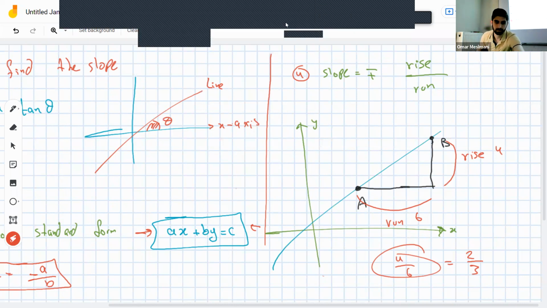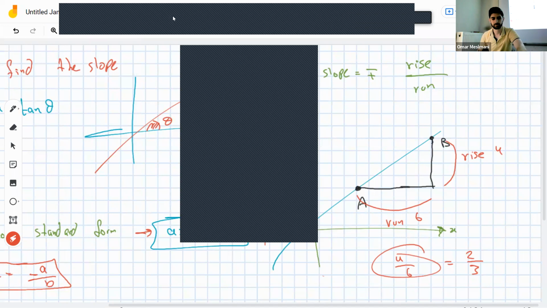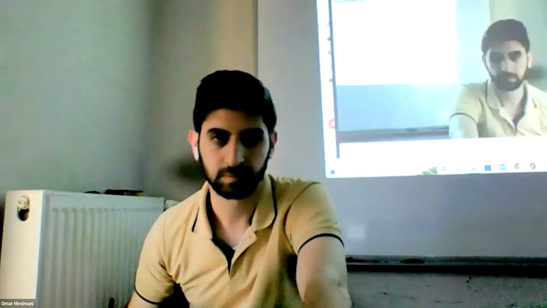I have a question. Yes. If you get your slope 0 over something, do I just consider it as 0 or as an undefined slope? No, undefined is only the case when you have a 0 in the denominator. Okay, so if the 0 is up, it's just a 0. Yes, 0 up is just 0. Okay, thank you.